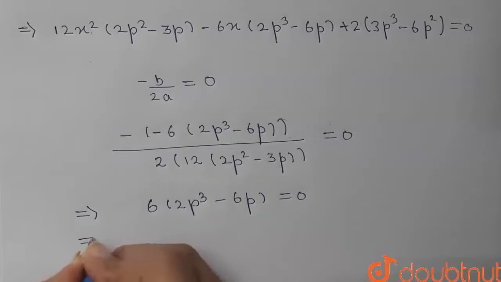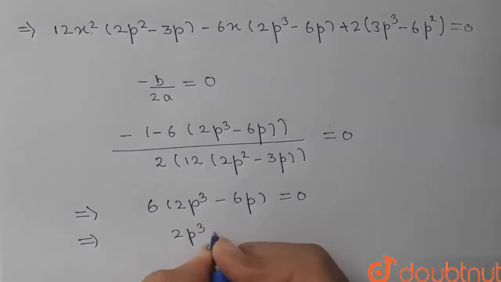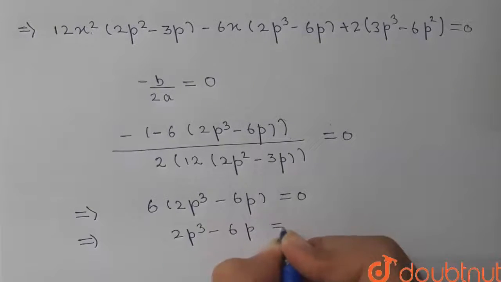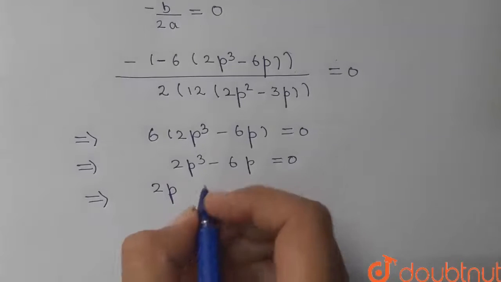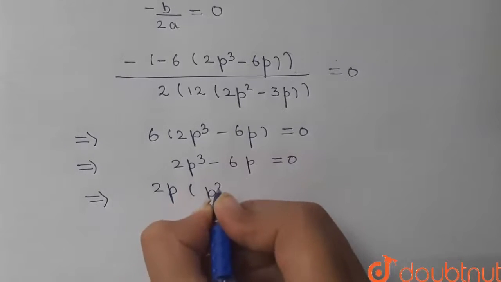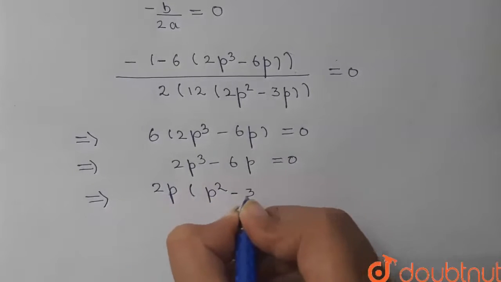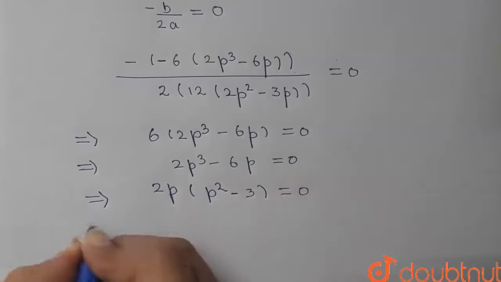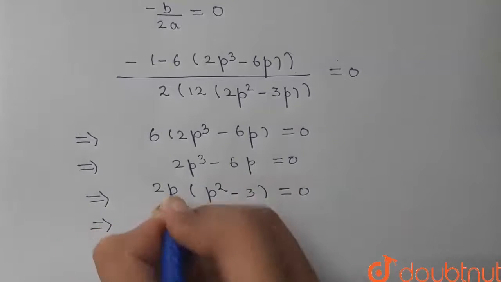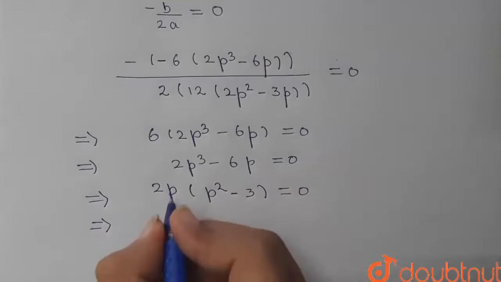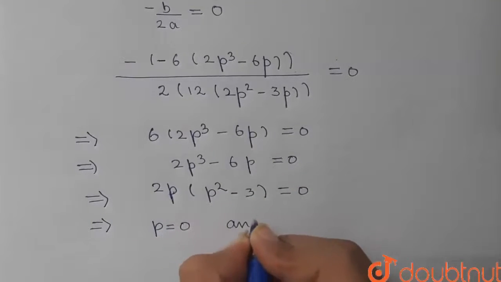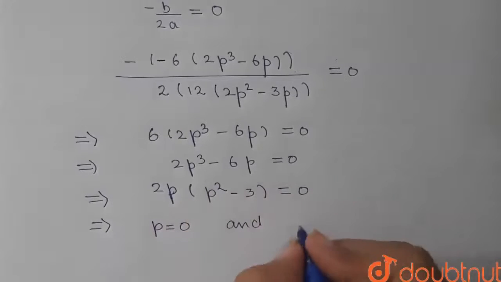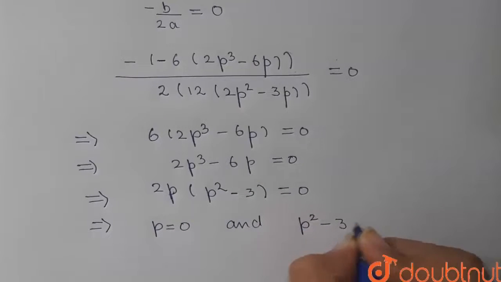This implies that 2p cube minus 6p equal to 0. Now take out 2p common from this. So this is 2p times p square minus 3 equal to 0. This implies 2p will be equal to 0 and p square minus 3 will be equal to 0. So when this is equal to 0, p is equal to 0, and when we are equating this with 0, that means p square minus 3 equal to 0.